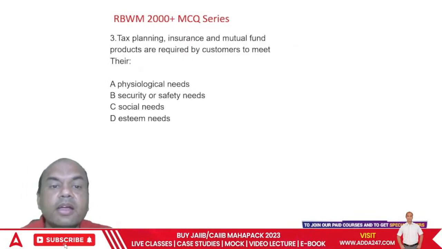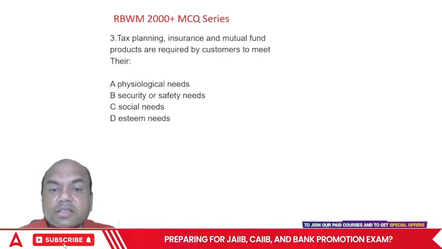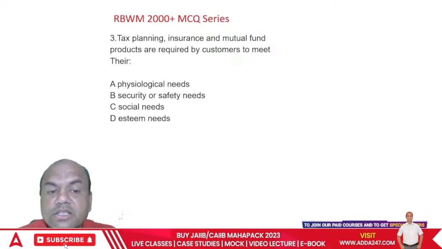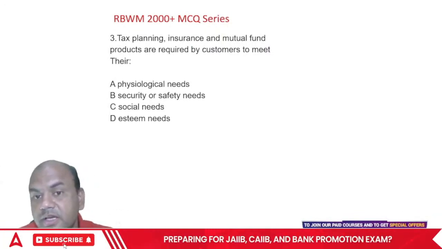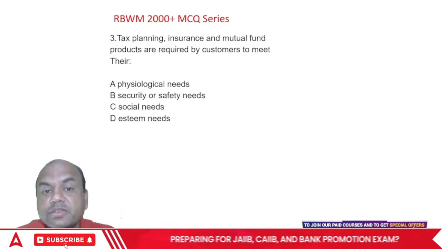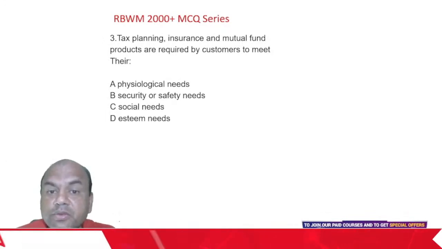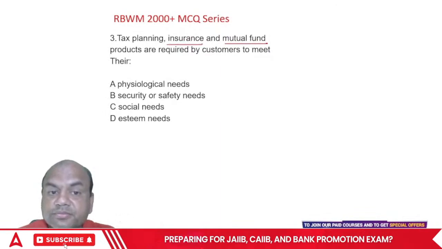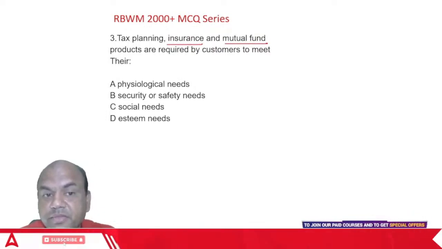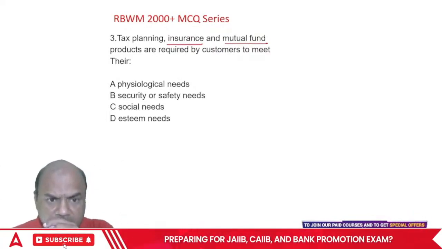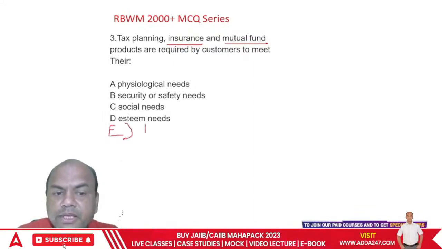Tax planning, insurance, mutual fund are products required by the customers to meet their physiological, security, safety, social, and esteem needs. Now go back to the hierarchy which I have given. Tax planning, insurance, mutual fund are done for which level of customers? Mutual fund and insurance are for security, safety, social, esteem. Tax planning, huh? Is it E? I'll give you one more option. E is B, C, and D.